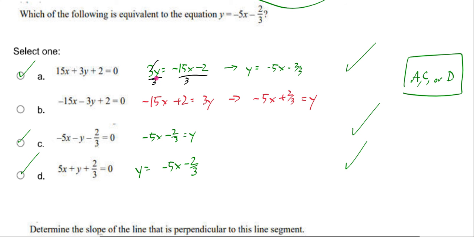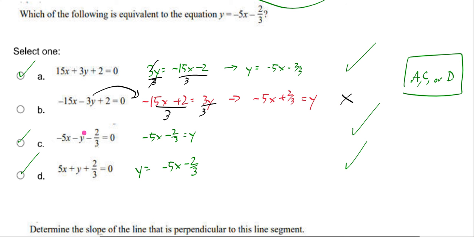And that'll cancel out. 15 over 3 is 5, 2 over 3 is 2/3, and yes, that's the same. For b, we do something similar. We throw the y over to the right, divide both sides by 3, and we end up with negative 5x plus 2/3 is y. So no, that's not the same.